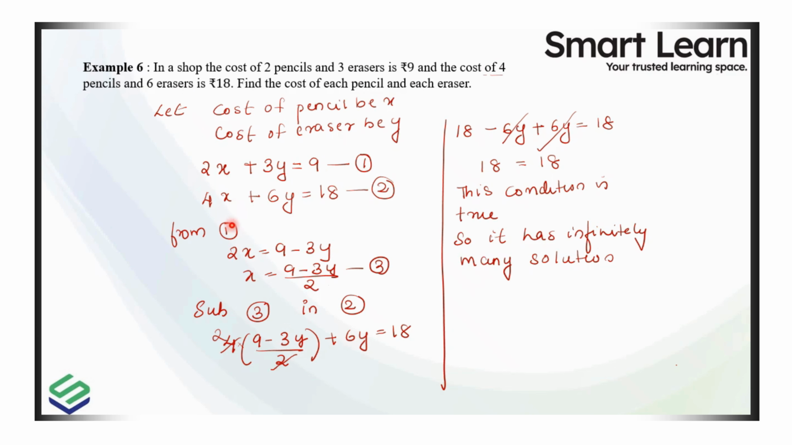From the first equation, I write x in terms of y, that is (9 minus 3y) by 2. Then I substitute this third equation in our second equation. So 4 into (9 minus 3y) by 2 plus 6y equals 18. 2 and 4 cancel. 2 into 9 is 18, minus 6y plus 6y equals 18. In this, what you understand, children, is 18 equals 18. That means this condition is true, so it has infinitely many solutions.